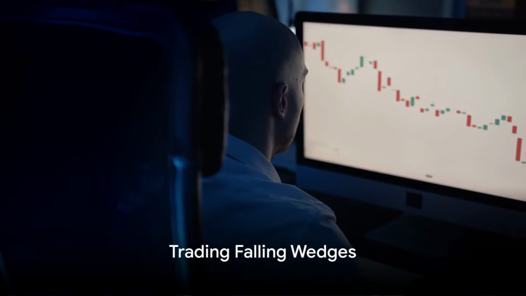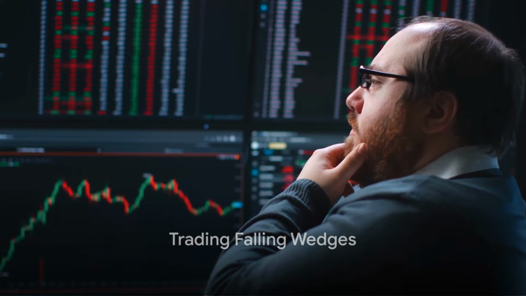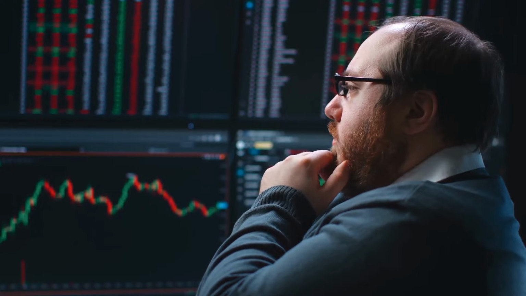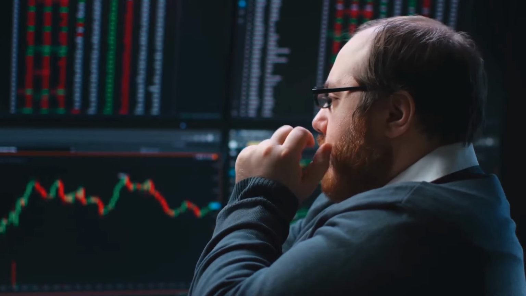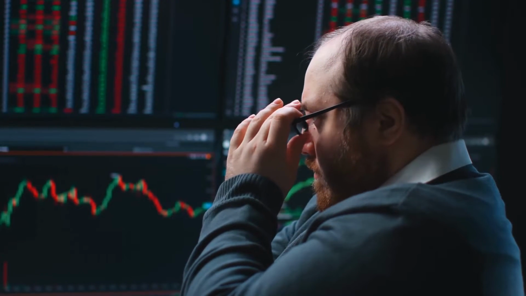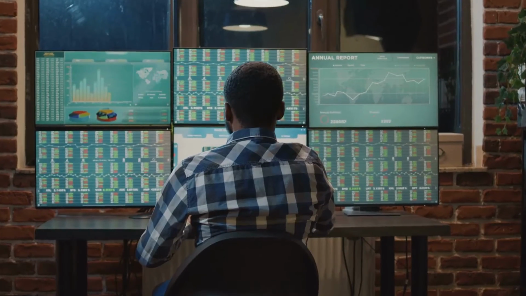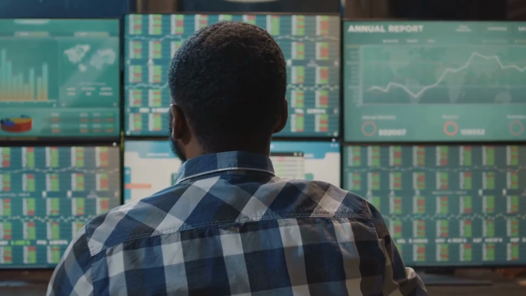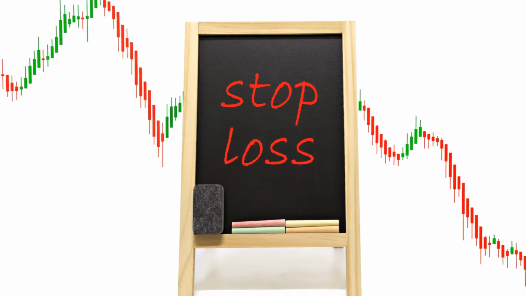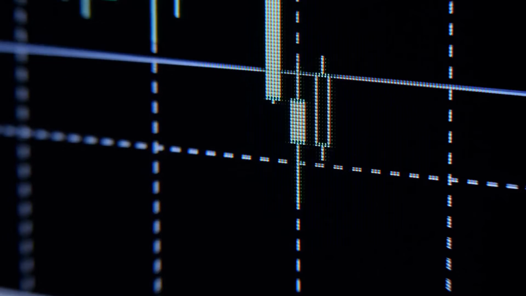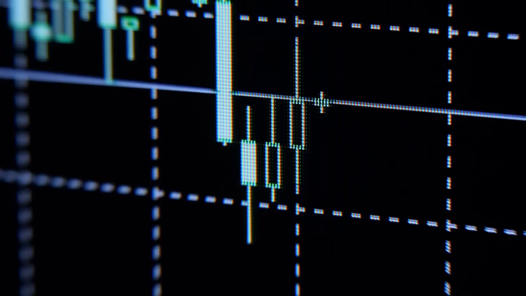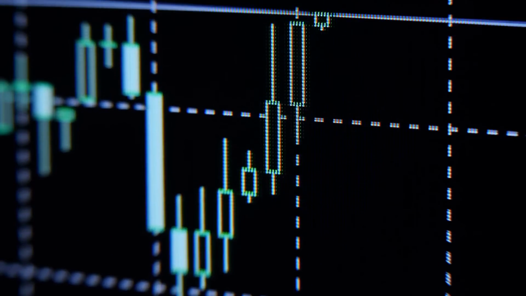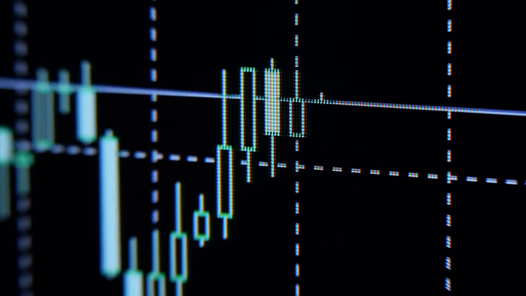So, how do you trade falling wedges? Let's imagine you've spotted a falling wedge pattern during an uptrend. The first step is to wait. Patience is key in Forex trading. You need to wait for the price to break above the upper trend line of the wedge. This is your signal that the uptrend is likely to continue. Once the price breaks above the upper trend line, it's time to place your entry order. You'll want to enter a buy order, anticipating the upward movement of the price.